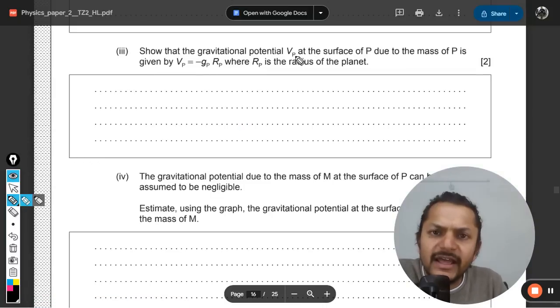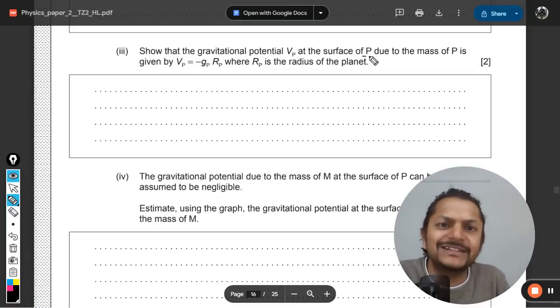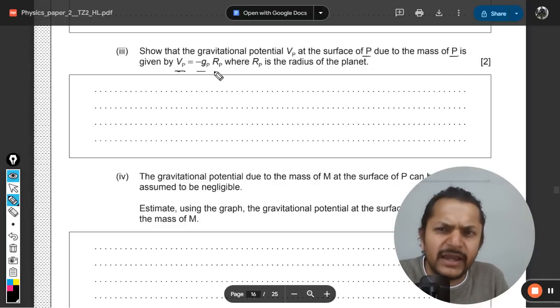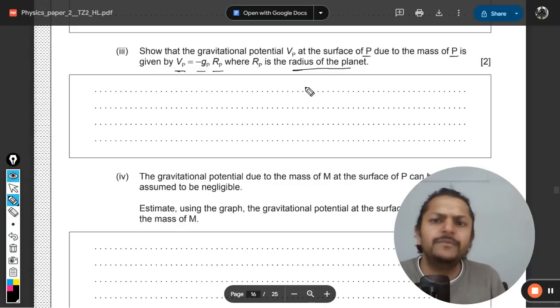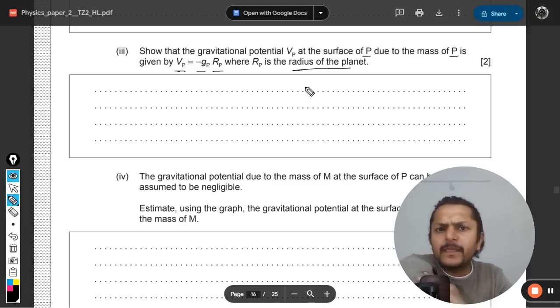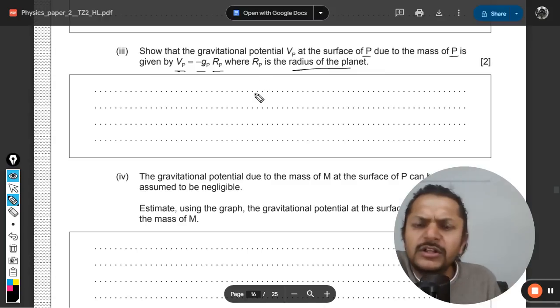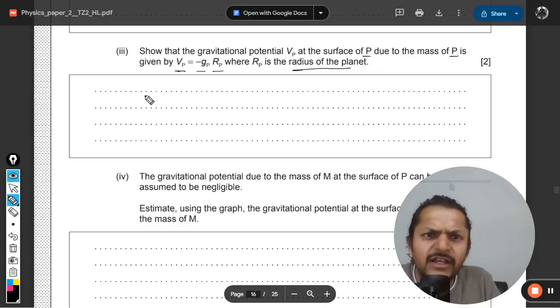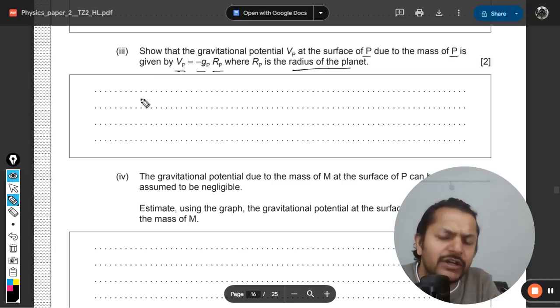Show that the gravitational potential Vp at the surface of the planet due to the mass of planet P is given by Vp equals minus Gp into Rp, where Rp is the radius of the planet. Okay, so that we can easily show. We need not go into calculus, by the way. We will see in the mark scheme whether they go into the calculus or not.